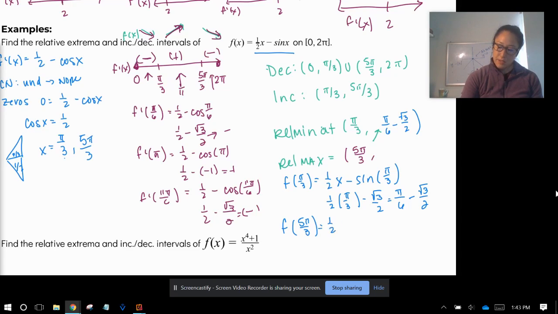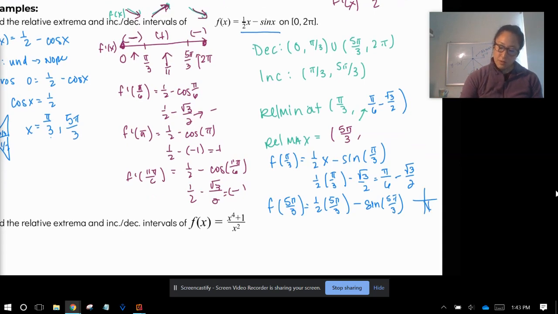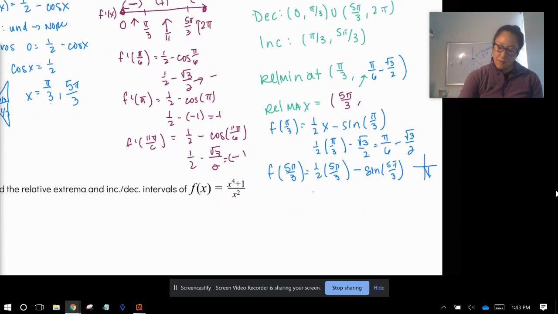Our relative max is at 5 pi over 3. So I do 1/2 times 5 pi over 3 minus the sine of 5 pi over 3. And I just remember that the sine of 5 pi over 3 is negative root 3 over 2. So I get 5 pi over 6 minus negative root 3 over 2, which gives me 5 pi over 6 plus root 3 over 2. And these are our answers.